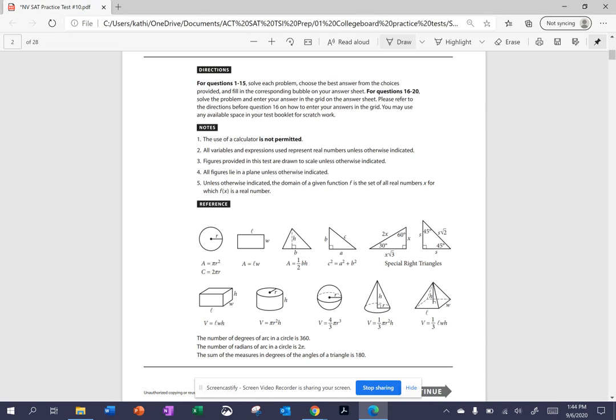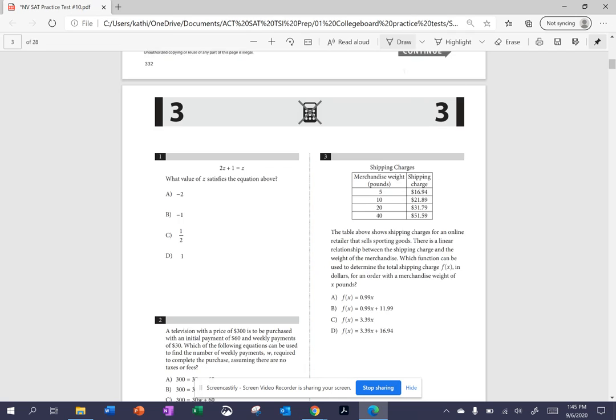I have some geometry equations for area and volume. I also am given that the number of degrees of arc in a circle is 360 degrees, the number of radians of arc in a circle is 2 pi radians, and the sum of the measures in degrees of the angles of a triangle is 180 degrees. All right, let's get started.